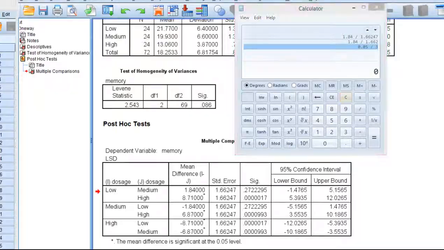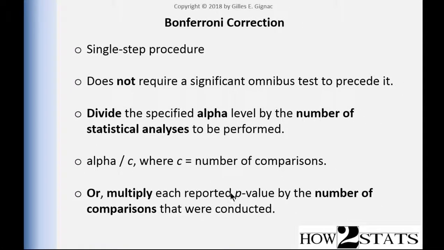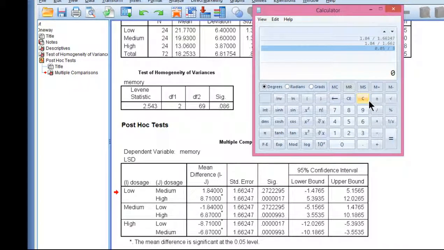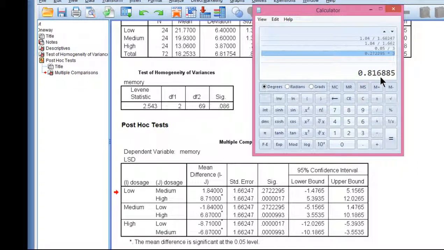Again, going to the second approach, which is where you multiply each reported p-value, what I just showed you was dividing the alpha level and then comparing the obtained p-values with that divided alpha level. Another way is to simply multiply each of the p-values by the number of comparisons. So in this case here, 0.272295 times 3 is p equal 0.186. It's basically the same story. It's pushing me way, way close to almost certainly not significant.